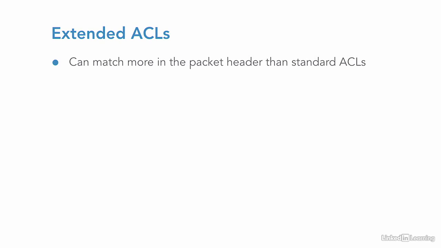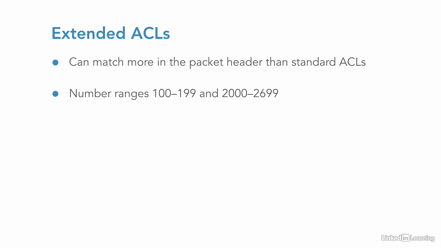I always utilize extended ACLs when possible. They offer more flexibility as they can match more portions of the packet header, which means greater granularity. Extended ACLs configure similarly to standard ACLs, at least at first. Their number ranges are from 100 to 199 and 2000 to 2699.